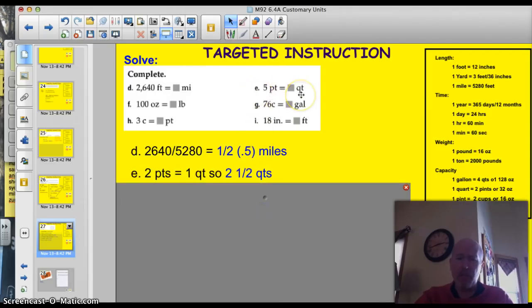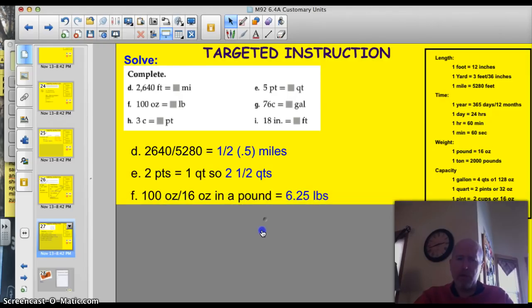5 pints equals how many quarts? Well, I know that 2 pints is 1 quart, so 5 pints is going to be 2.5 quarts. And I've got my answers in blue here. 100 ounces, well, there's 16 ounces in a pound, so if I take 100 and divide that by 16 on my calculator, I'm going to get 6.25 pounds.